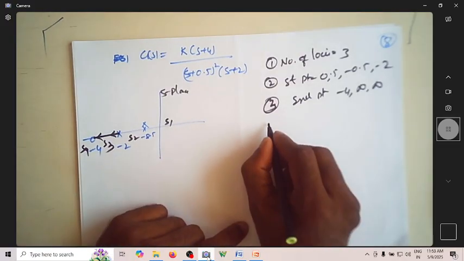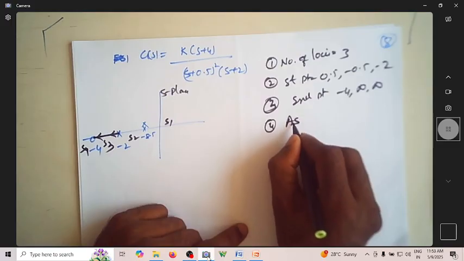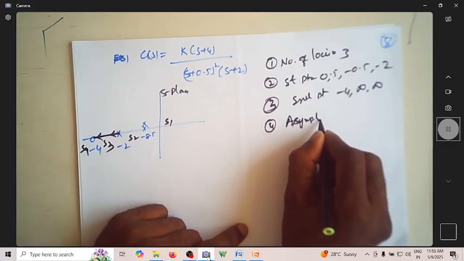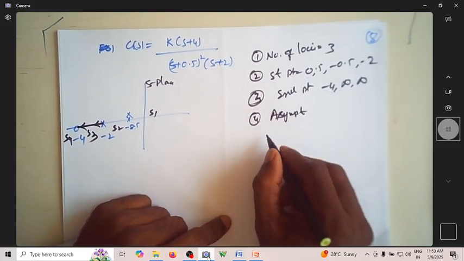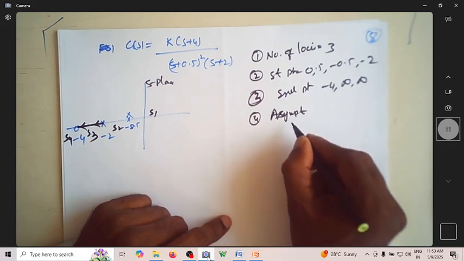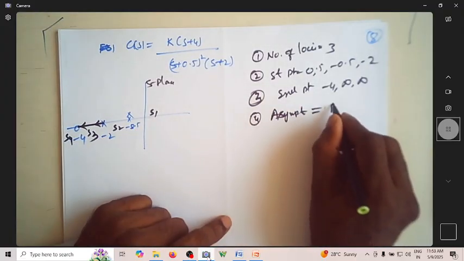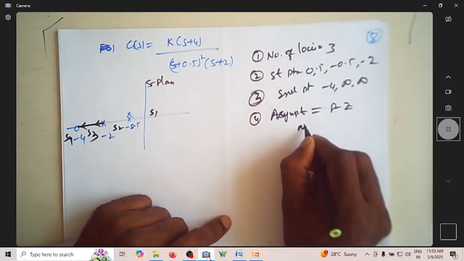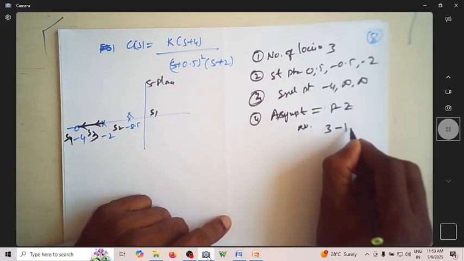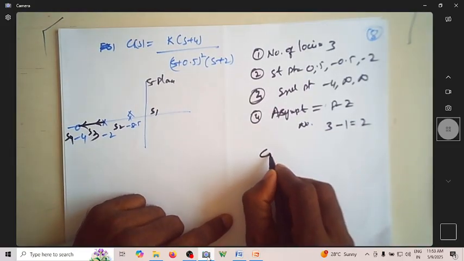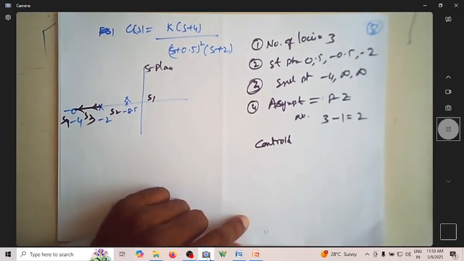And if we can actually find what is that? Asymptotes. Where are the asymptotes now? So asymptotes are how many? So we have P minus Z, the number of asymptotes. The number of asymptotes is 3 poles and 1 zero, which is equal to 2. So the centroid. Centroid means, okay, where do the asymptotes meet?